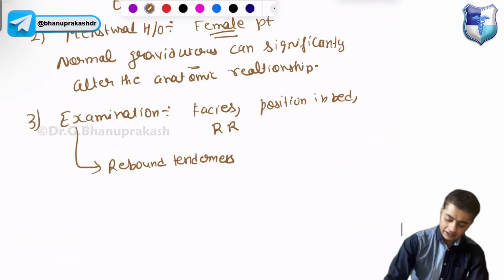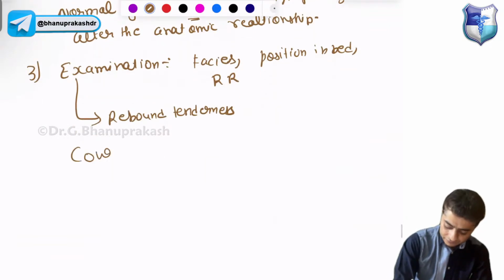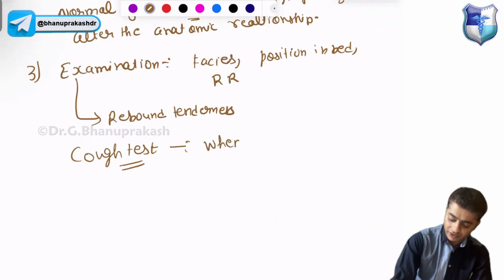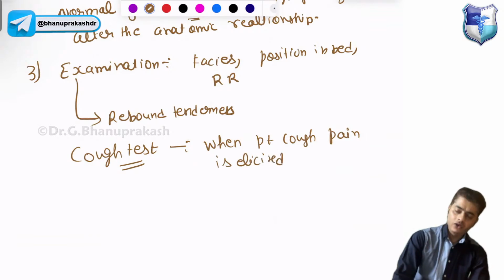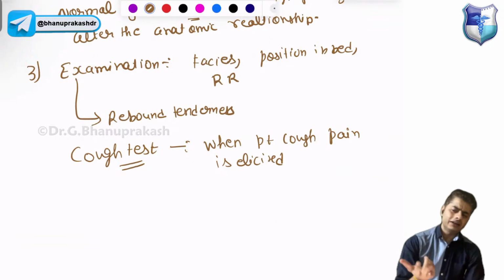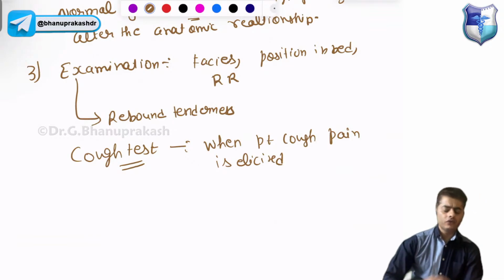So we do another thing, a cough test, and generally when the patient coughs, pain is elicited. So we can use the cough test as another test for rebound tenderness also, because in rebound tenderness the patient can experience a lot of pain. So we can also do a cough test in these kinds of patients.